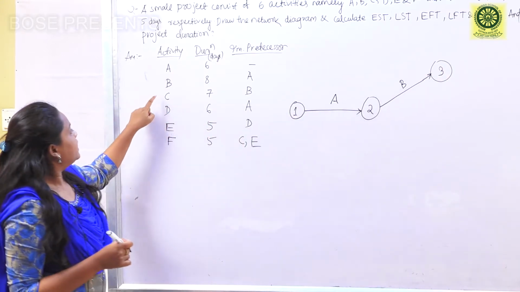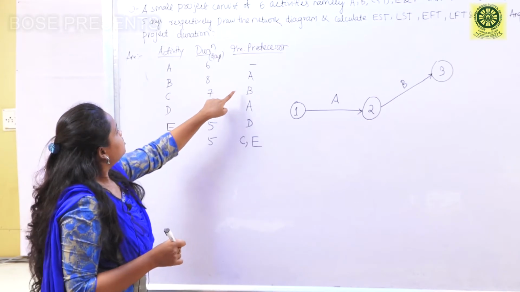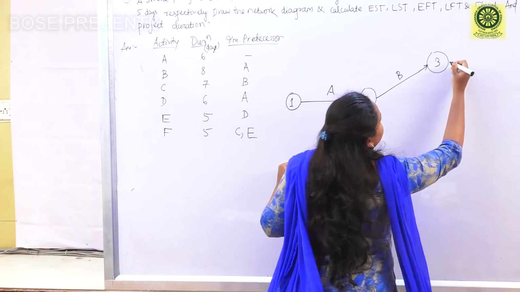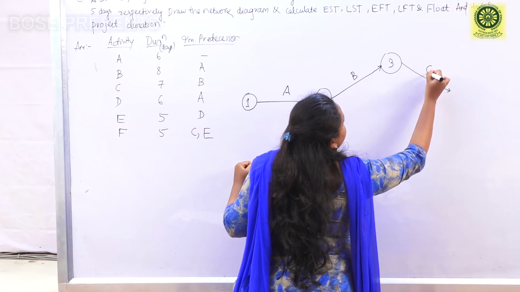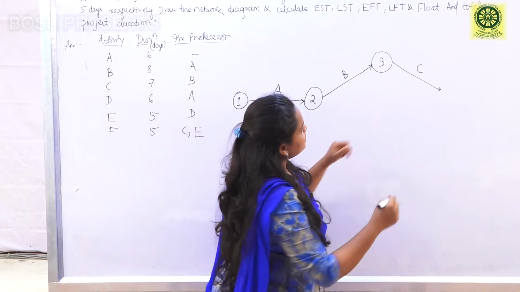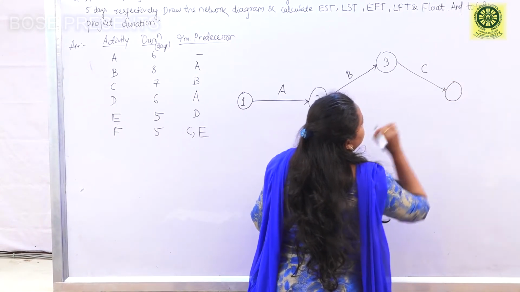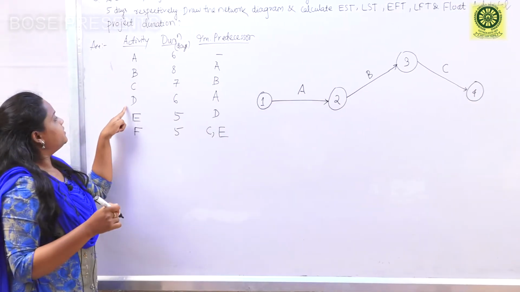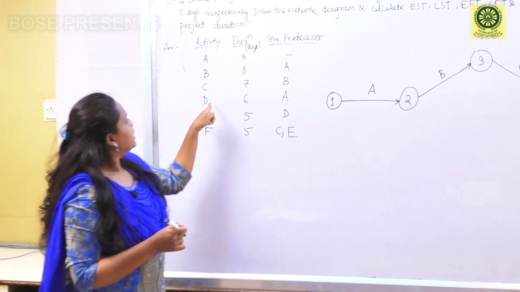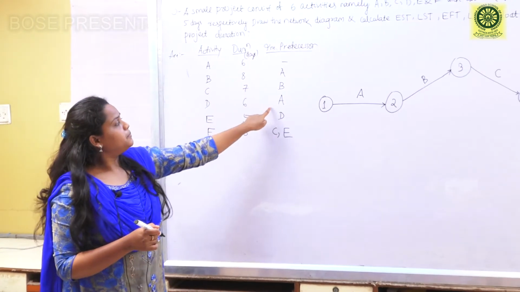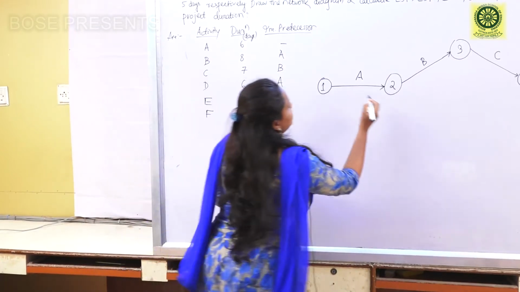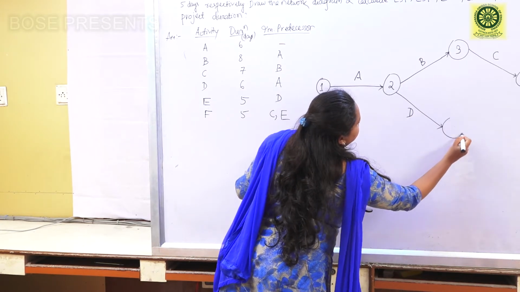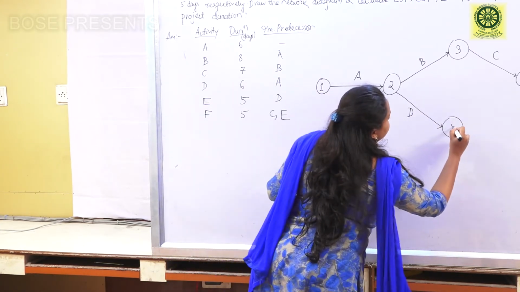Then come to activity C. Corresponding to C, the immediate predecessor activity is B. So C will be like this, and the tail event is 4. Then come to activity D. Corresponding to activity D, the immediate predecessor activity is A. This is activity D. Its tail event is 5.